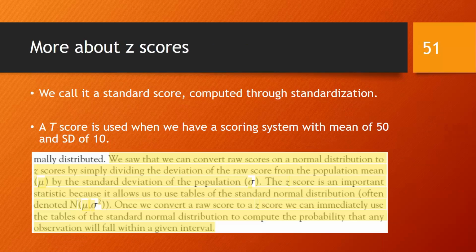Using this formula, we can convert a distribution with any mean and variance to a distribution with a mean of 0 and a standard deviation or a variance of 1. We can refer to these transformed scores as standard scores. The process of this transformation is called standardization. Note in the text box that once we have a raw score converted to a z-score, we can use it to compute the probability that any observation will fall within a given interval.